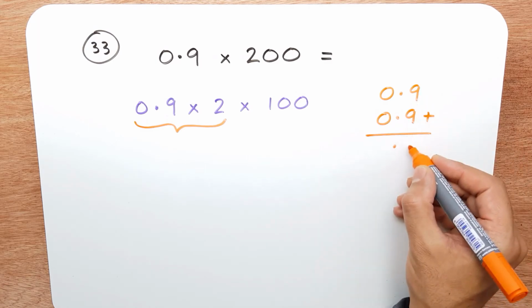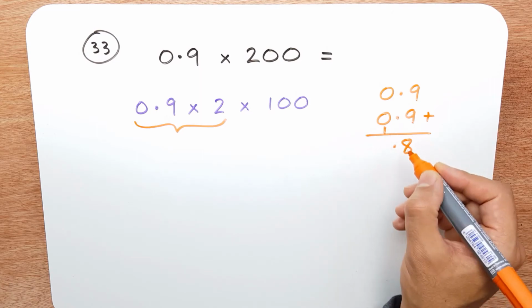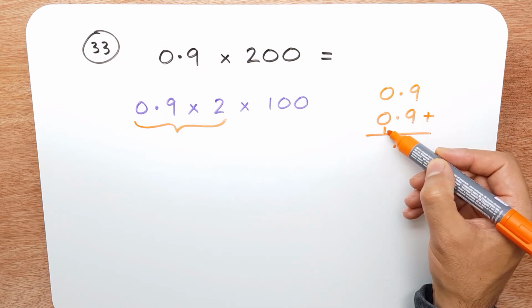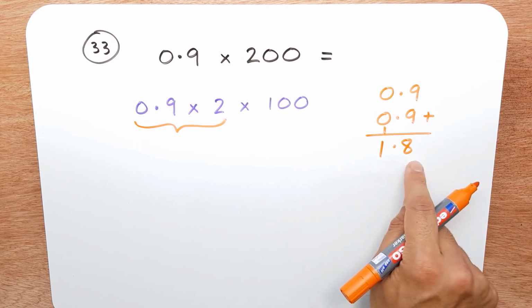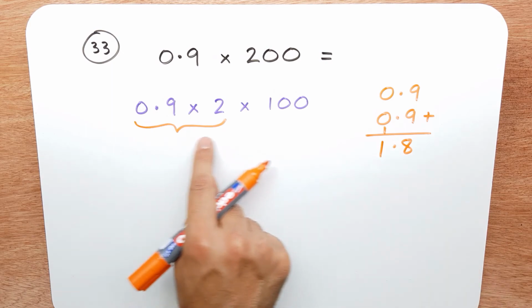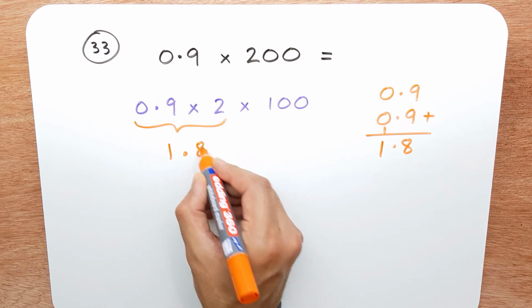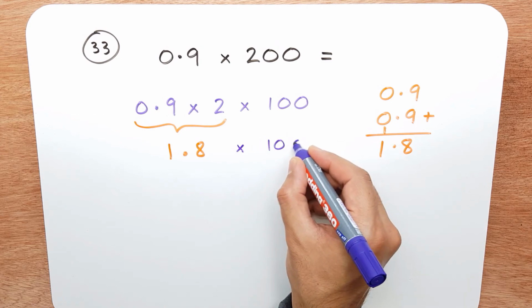9 add 9 is 18. We put the 8 down and we carry the 1 to the next column. 0 add 0 is 0, plus the 1 we've carried is 1. So our answer is 1.8. So this part of the calculation is 1.8. Then we multiply it by 100.